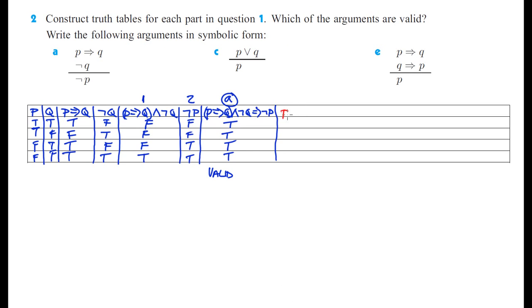We've got P or Q. So if we've got P or Q, either one of those has to be true. So the first one is true. True, false is true. False, true is true. And false, false is false. Okay. So then now we have P or Q. Does that imply P? It does imply P. So the first one is P or Q, and then the second one is P.